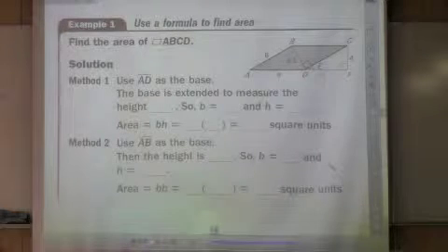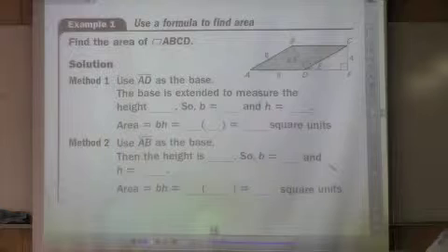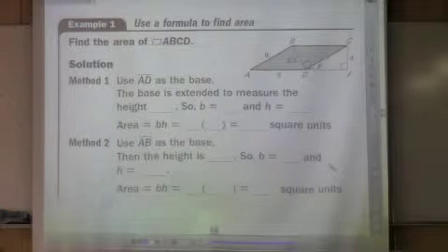Example 1, find the area of a parallelogram ABCD. Okay, parallelogram, base times height. It really depends on what you pick for your base.